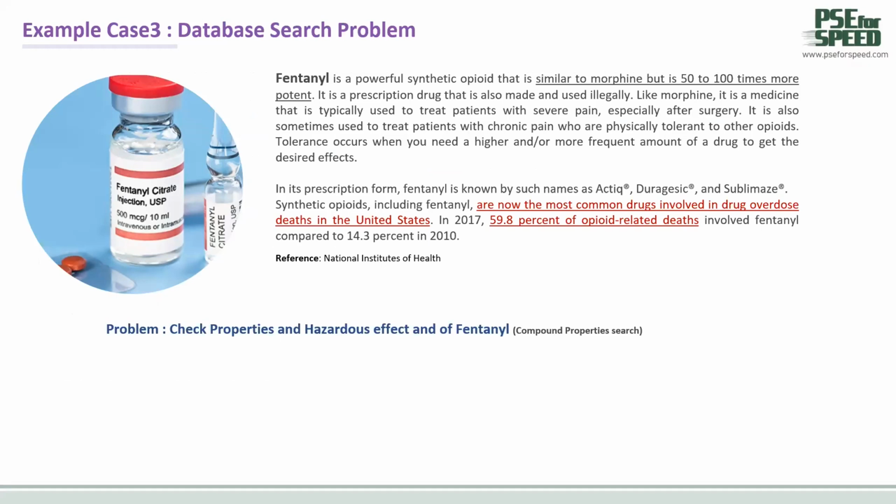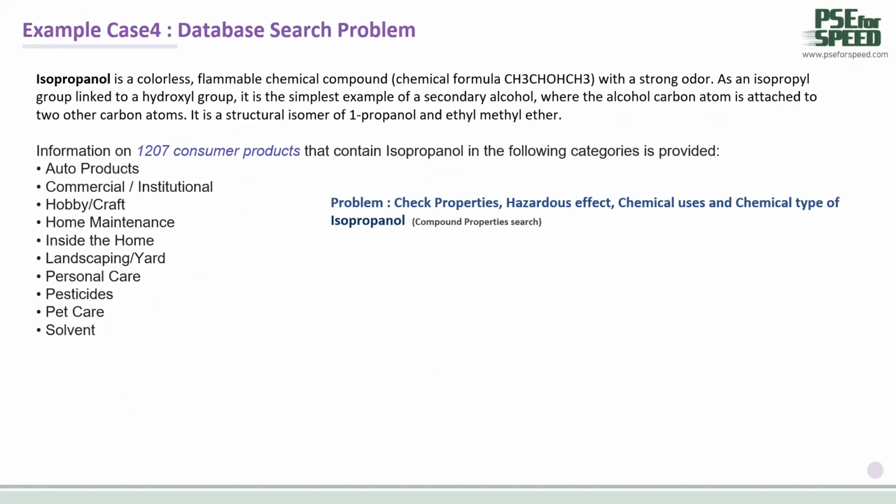And the last example case will be isopropanol. This is a popular compound that is used in various products such as personal care, pesticide, or solvent. The demonstration will give you the basic search on the properties, hazardous effect, chemical use, and chemical type. Also, we will find the chemicals which have the same chemical type as isopropanol by using the advanced search.